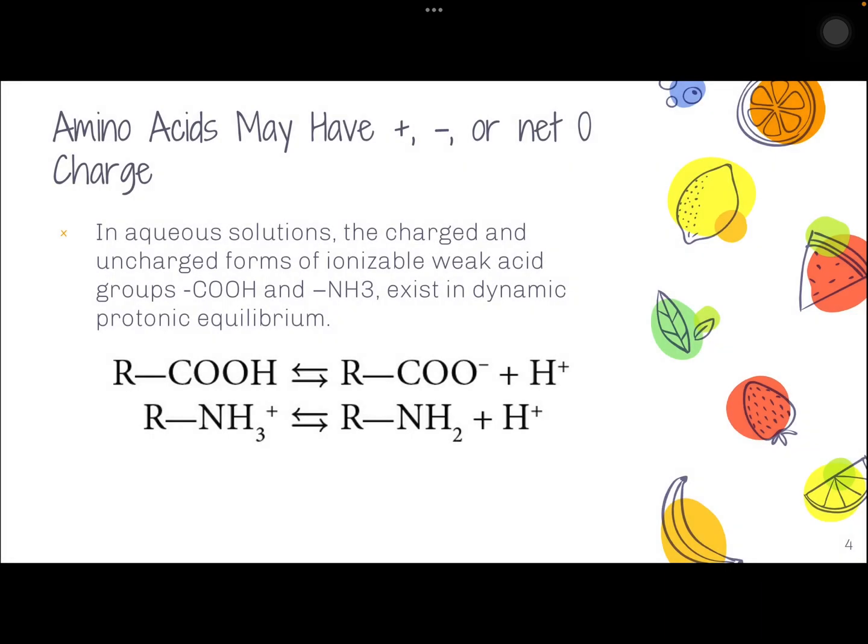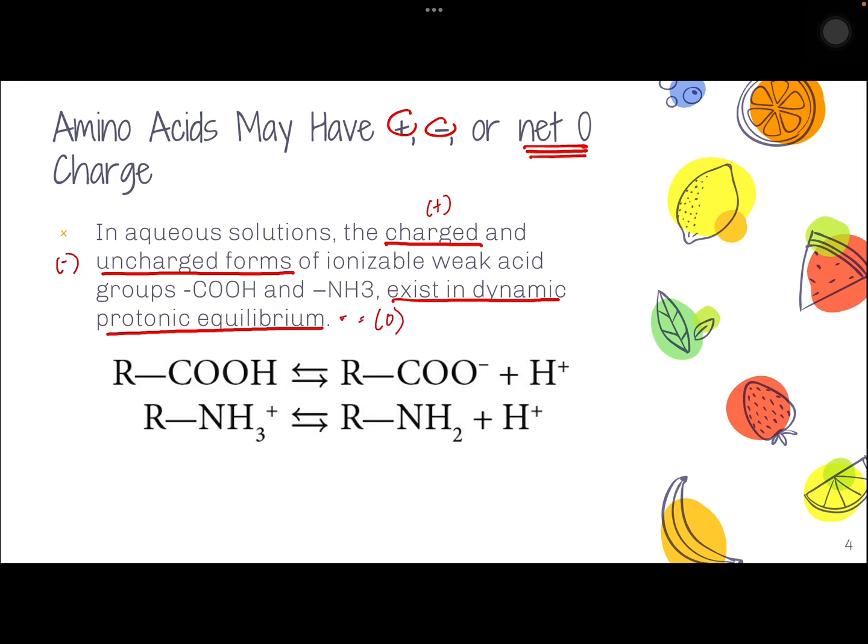So, amino acids may either have a positive, a negative, or a net zero charge. In aqueous solutions, the charged and uncharged forms of the ionizable weak acid groups COOH and NH3 exist in a dynamic protonic equilibrium, which means that in aqueous solutions, it can either be in charged or uncharged forms. So it can be positively charged, negatively charged, or even have a net zero charge.